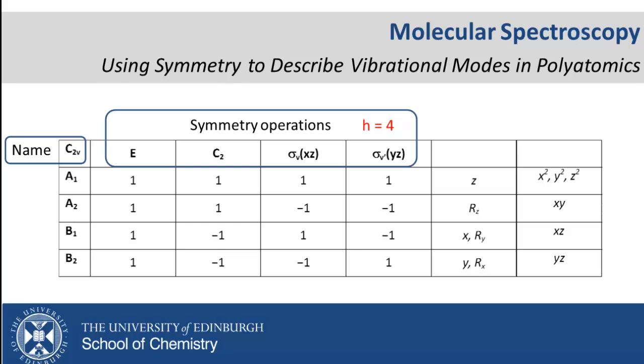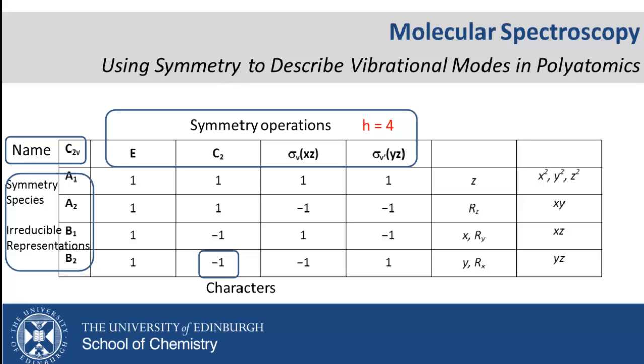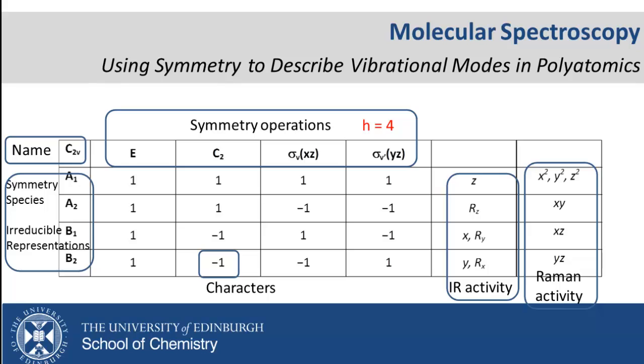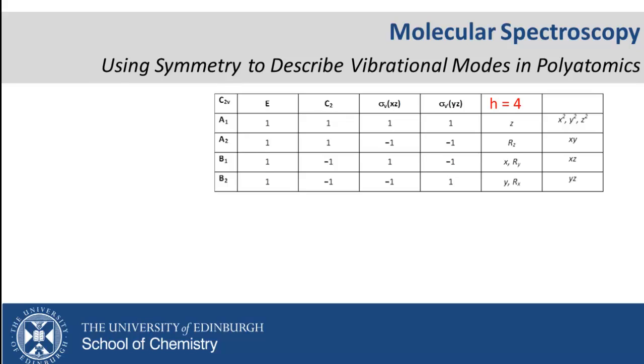In the left-hand column we have a symmetry species. These are irreducible representations which are described by A, B, etc. Finally, the table itself has characters, the number 1 meaning symmetric and -1 meaning antisymmetric. The right-hand columns list the functions. These are important as the first column of functions contain the x, y, z and relate to infrared activity. The second column lists quadratic functions and relate to Raman activity, as we'll see later.